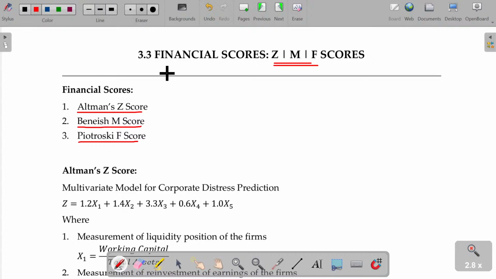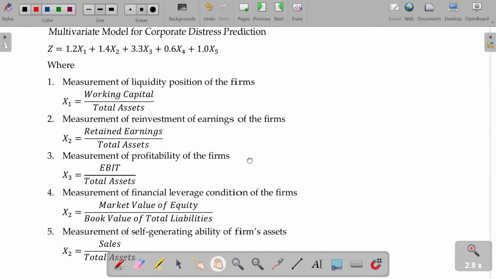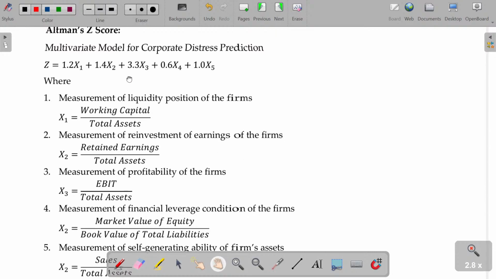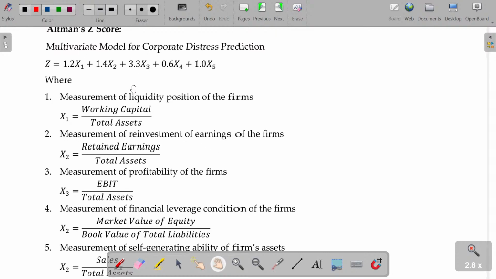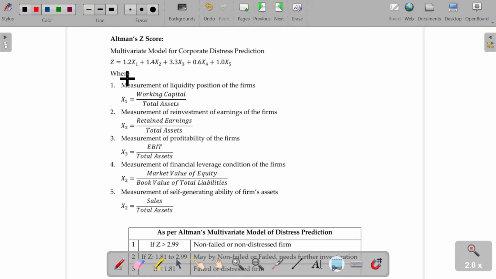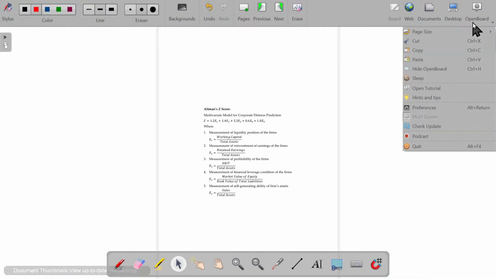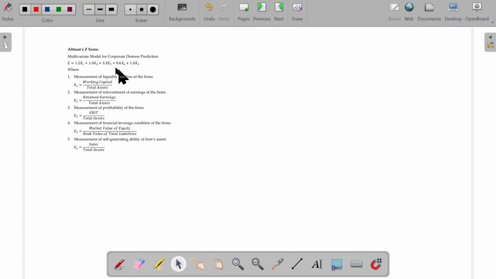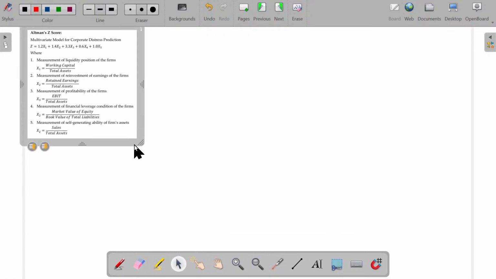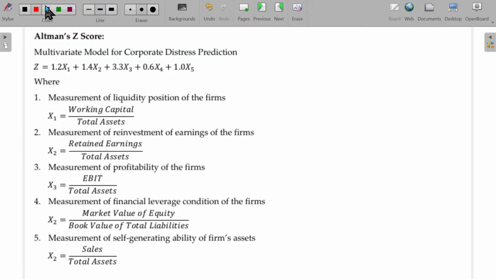In Altman's Z score model, financial items are grouped into 5 aspects. 5 aspects. Is that okay? You have no other option. You have to mug up this. Come on, tell me.